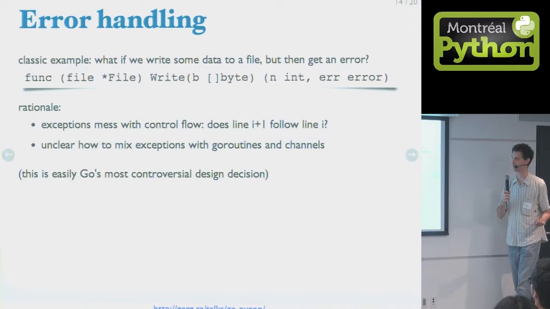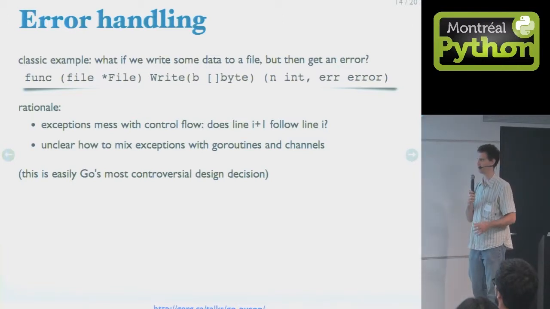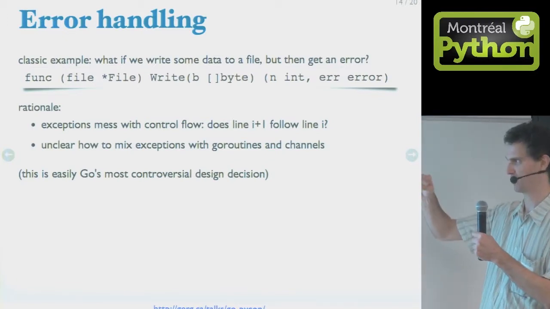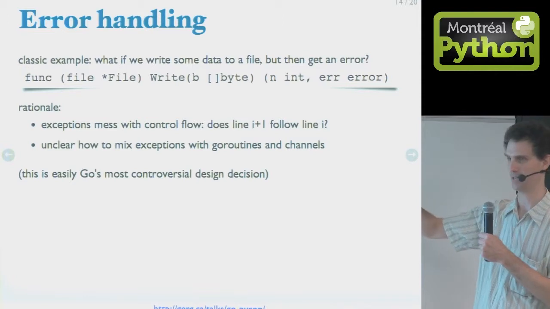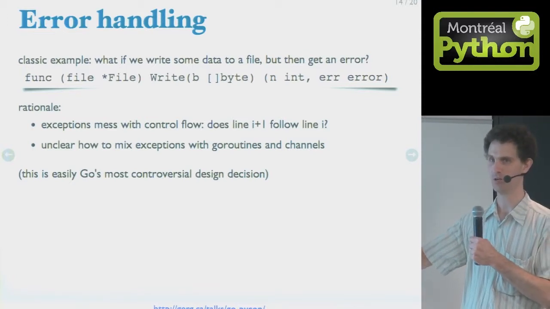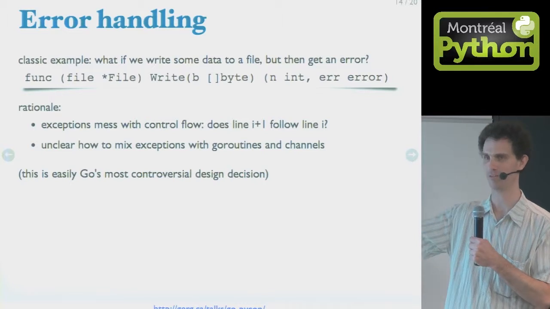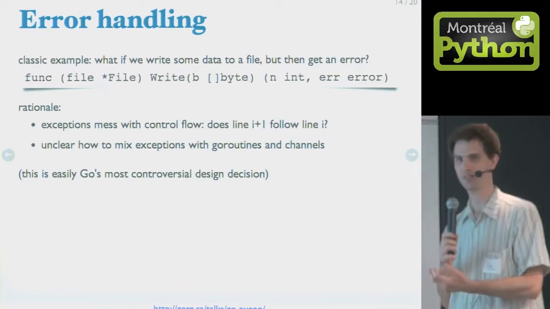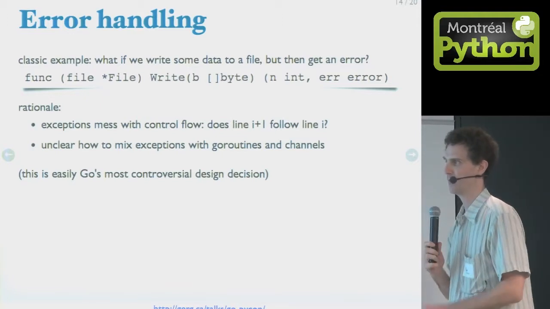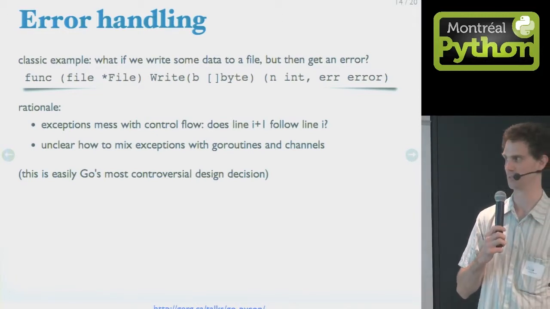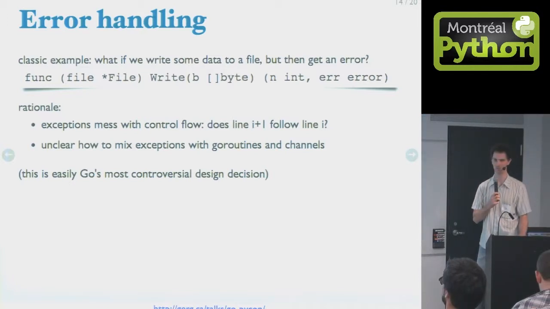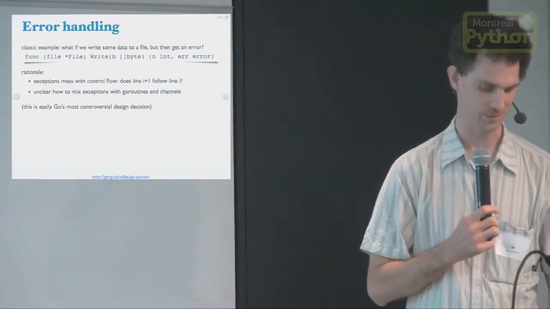So I think the rationale for why Go does error handling this way, I mean, the case against exceptions, number one, exceptions mess with control flow. If you're reading through the code, you're looking at line I and then line I plus one, in a language with exceptions, you don't know that the execution of line I plus one will follow the execution of line I. There might be an exception. In Go, that's not the case. It will happen. And the other really good reason is how exceptions mix with Go routines and channels is an open question. This is easily Go's most controversial design decision. I don't like it. I like exceptions myself, but I understand where they're coming from.